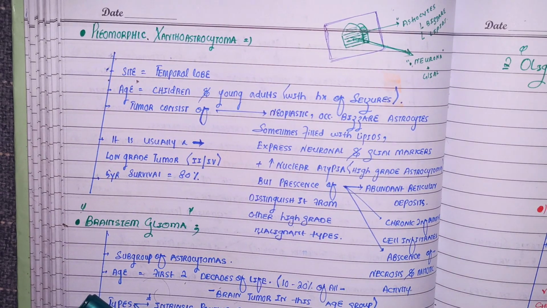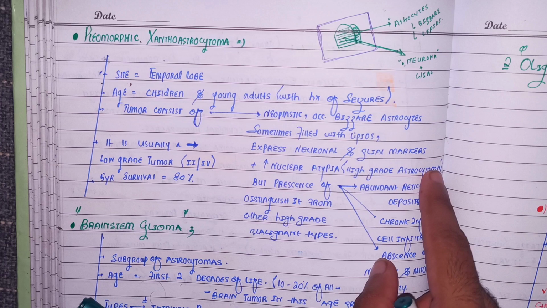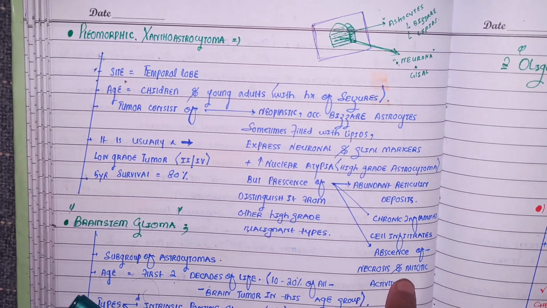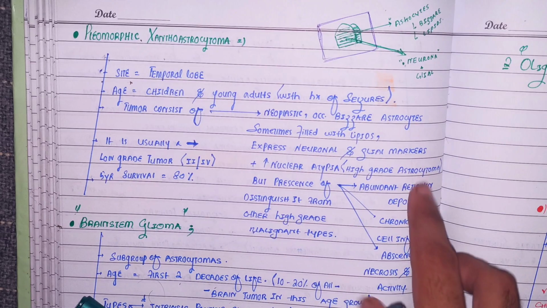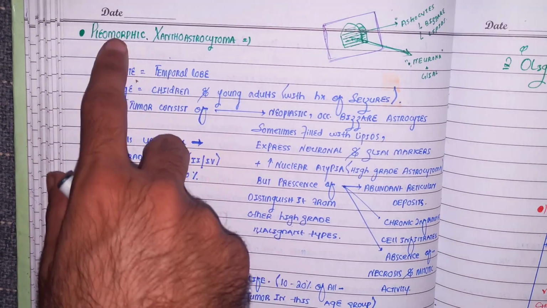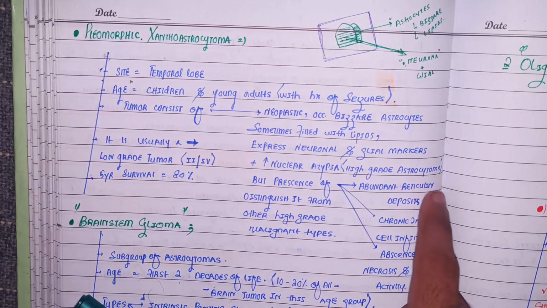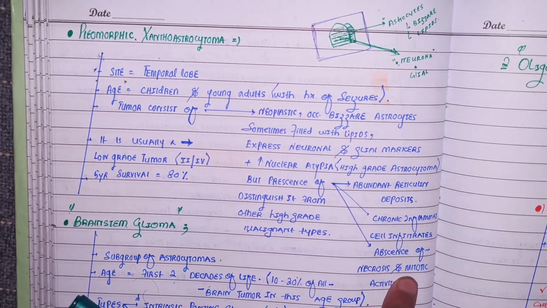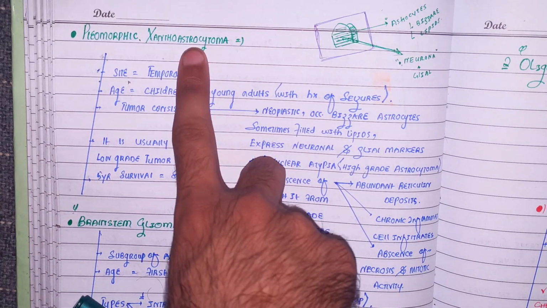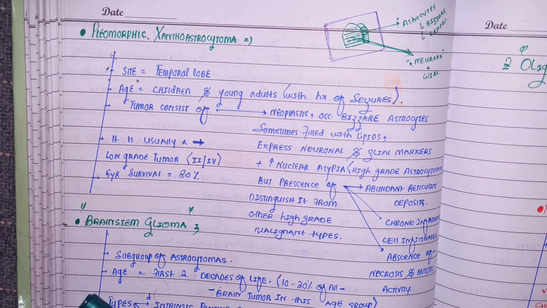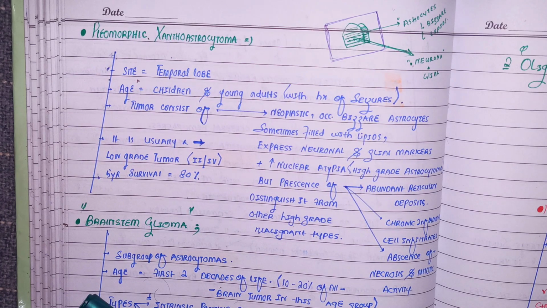If your high grade astrocytoma is showing these four changes, it is the pleomorphic xanthoastrocytoma. If there is a high grade astrocytoma but there is the absence of these three things, then it is not the pleomorphic xanthoastrocytoma, then it must be the original high grade astrocytoma, that is the glioblastoma, right? Okay.